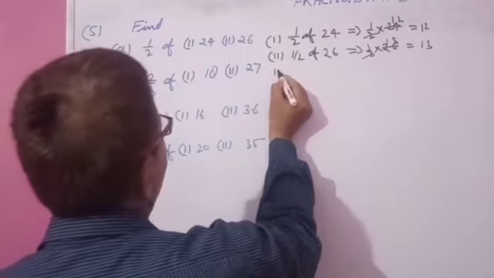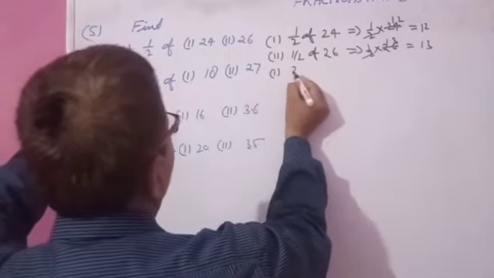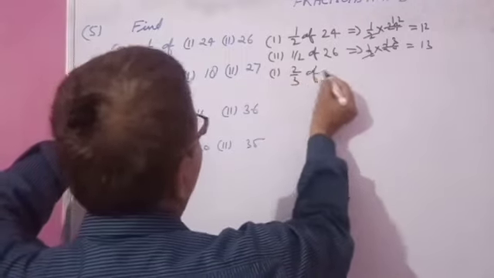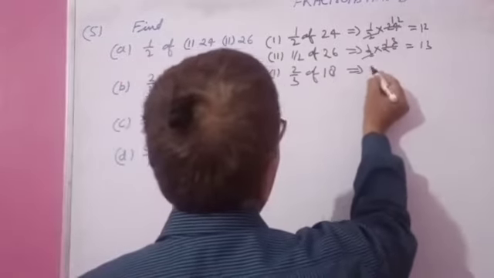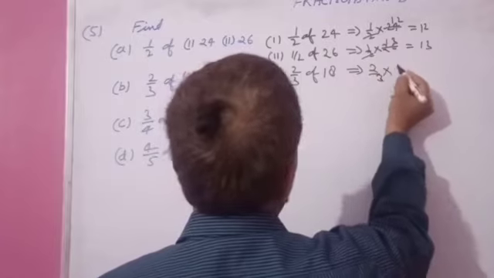This is the first part. 2 upon 3 of 18 implies that 2 upon 3 multiplied by 18.